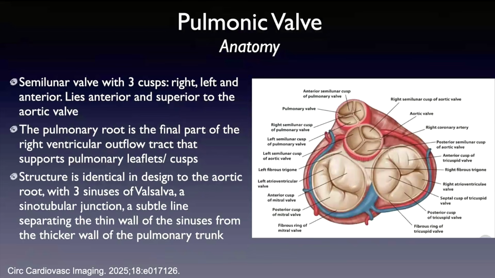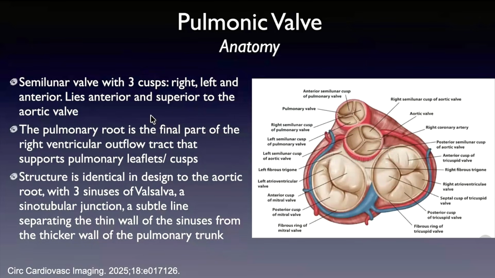So just to briefly review the anatomy, I think we all know that the pulmonic or pulmonary valve is a semilunar valve, very similar to the aortic valve, with 3 cusps, and the nomenclature is right, left, and anterior. The diagram on the right shows the pulmonic valve here. That's the anterior cusp. This is the right semilunar cusp, which is adjacent to the right coronary cusp of the aortic valve. And this is the left semilunar cusp of the pulmonary valve, which is adjacent to the left coronary cusp.